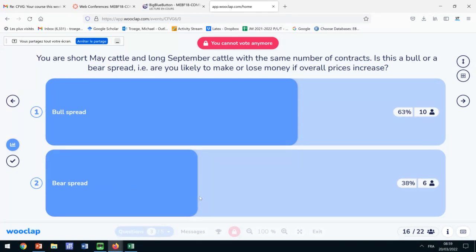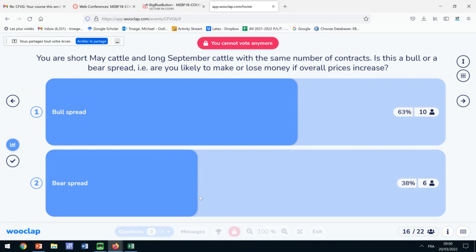So you have cattle contracts. If prices go up, it's mostly the short-term prices that are going to change. The long-term prices are going to be flat. Now we have a spread. So if prices go up in parallel and down in parallel, nothing is going to happen for us. We will not lose or win money.